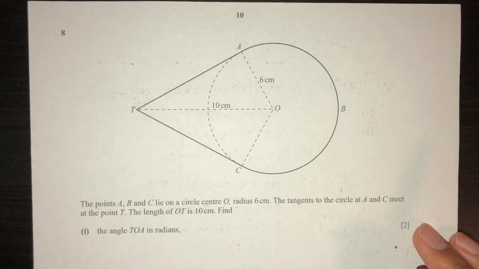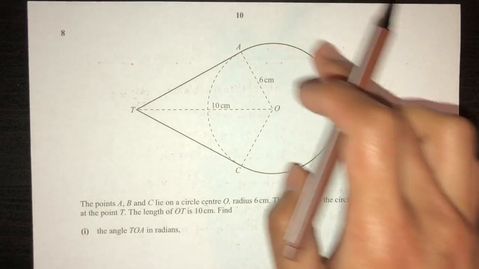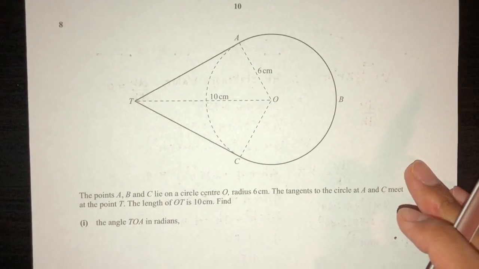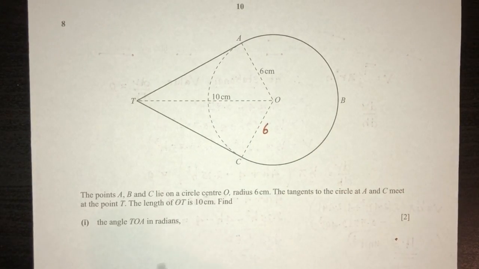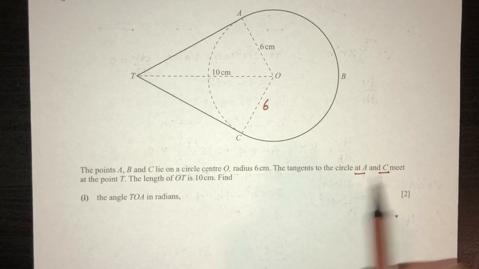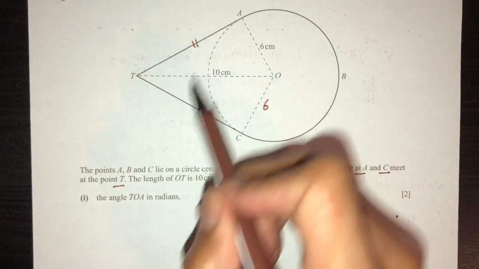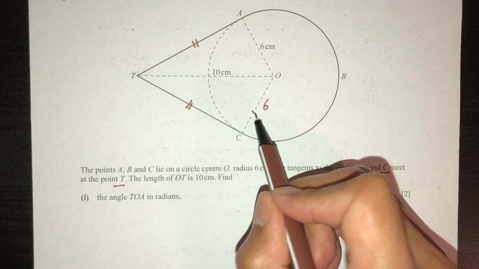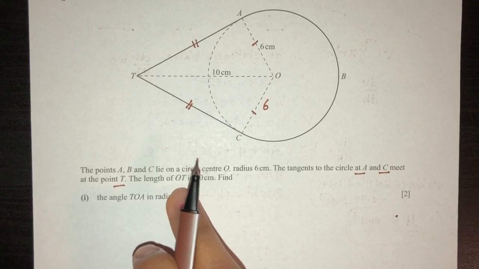Now let's move on to question number 8. So the points A, B, C lie on this circle, as you can see, A, B, and C. The radius is given to you as 6, so this is also 6. Now the tangents to the circle at A and C meet at point T. Tangents meet at point T, which means these two have to be the same as well. Same and same. Now, the length of OT is 10.